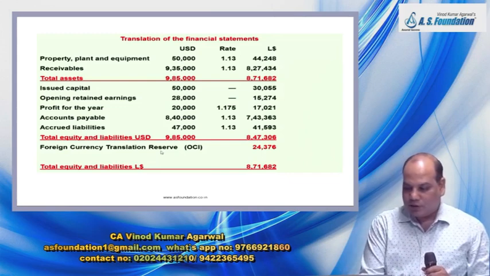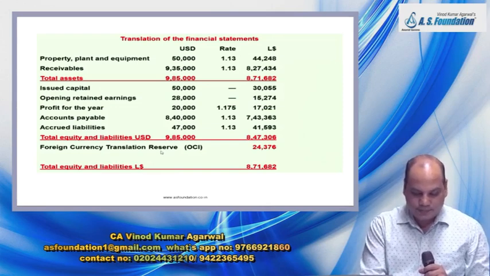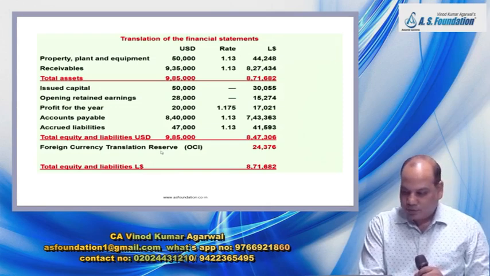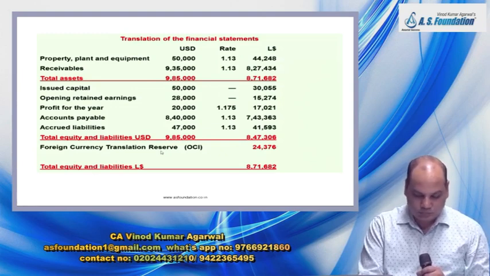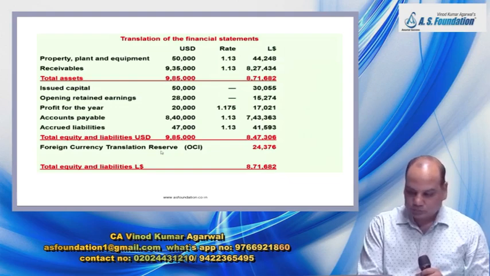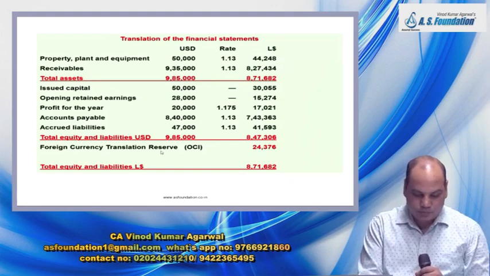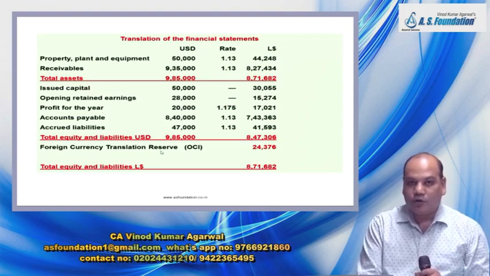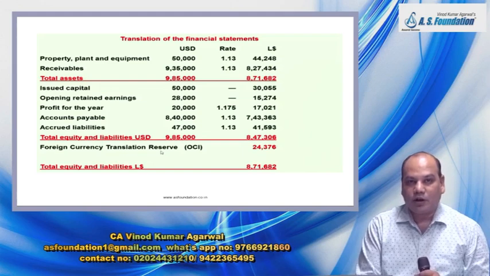Now in issued capital you just write down directly 30055. And opening retained earning also write directly 15274. Then profit for the year, take average rate.